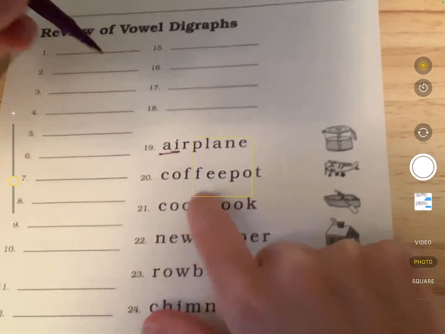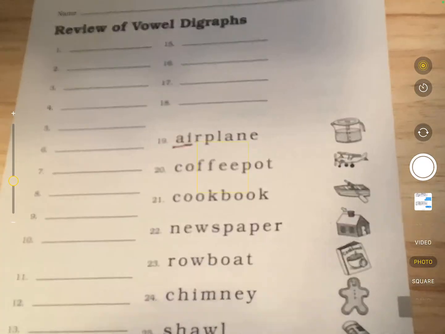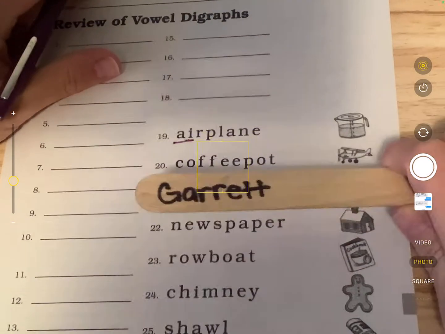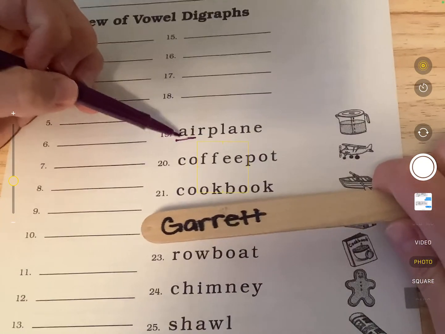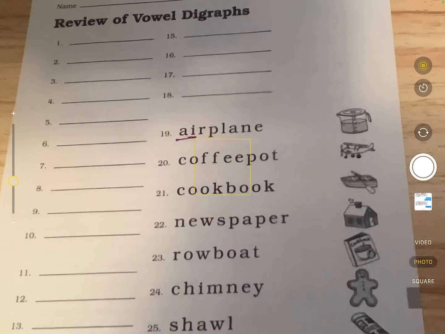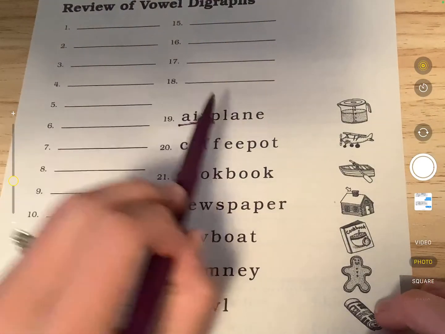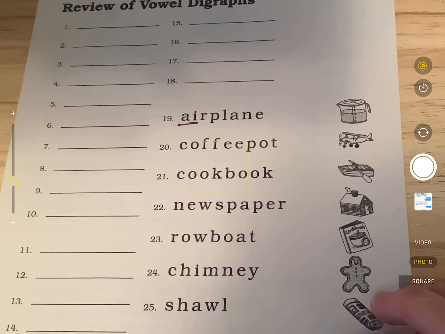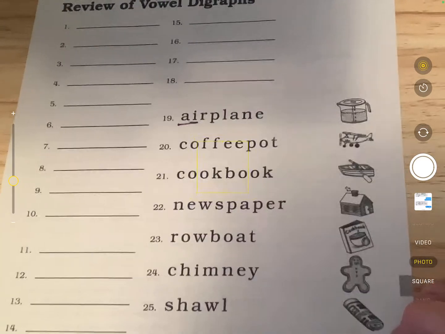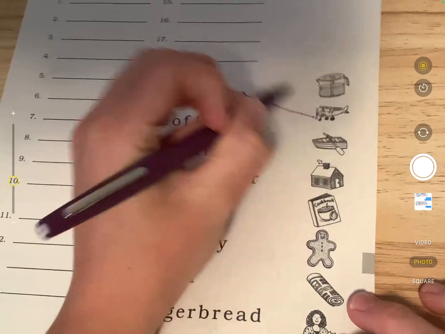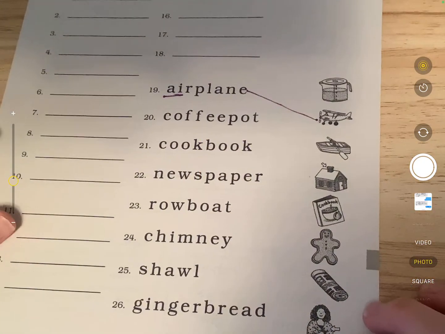I'm going to pull sticks, and I want to know what these sounds say. I know I can't hear you, but it's still fun. Garrett, what is AI saying in this word? AI is saying A, long A sound. Can you read the whole word for me, Garrett? Hopefully you said airplane. Airplane. Connect it to this picture here. Airplane.